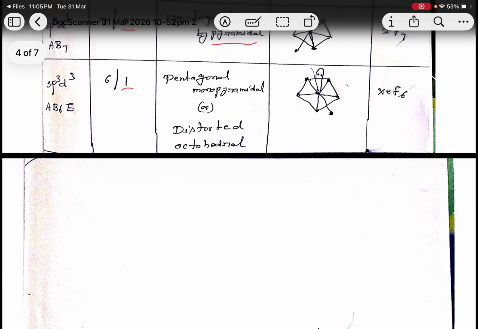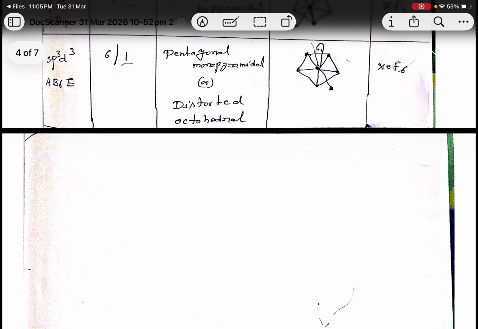Now we will apply this method for the calculation of hybridization, number of lone pairs, bond pairs, and shape of the molecule. For example, BeF2. In the BeF2 molecule, beryllium belongs to the second group, so it contains 2 valence electrons.